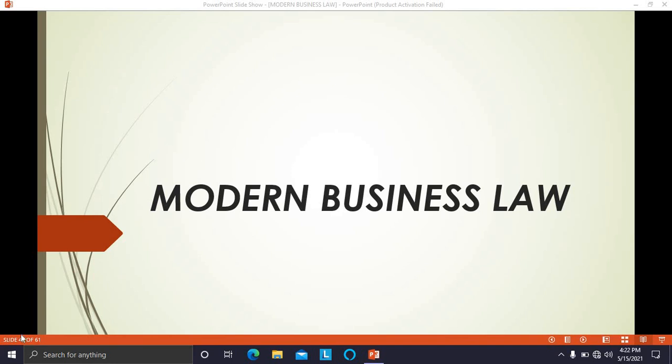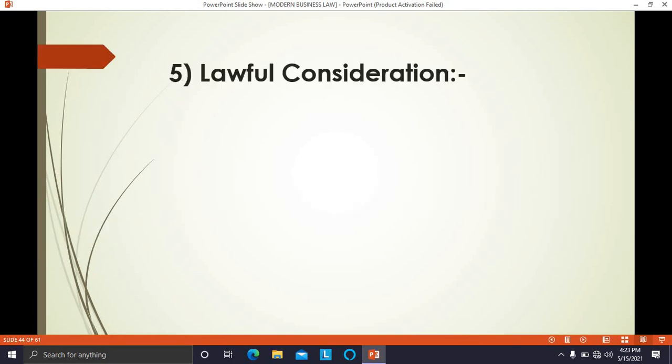Hello students, we are discussing essential elements of a valid contract. The first essential element of a valid contract is agreement. Second, intention to create legal relations. Third, free consent. And the fourth essential element, which we have discussed, is contractual capacity. Now in this class we are going to talk about the fifth essential element, that is lawful consideration.